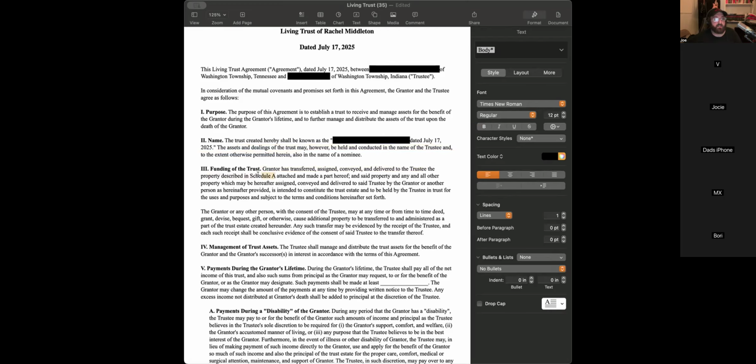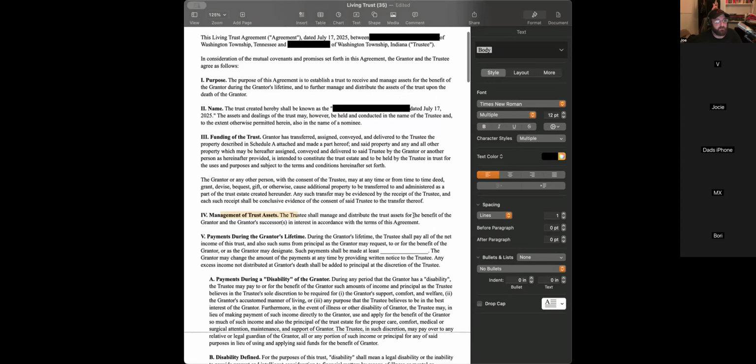So Schedule A is a list of all the things that are owned by the trust now. Even though it's the funding of the trust, the grantor is giving it over to the trustee. And that's the property. So Schedule A is going to be a list of everything that's in there. The management of the trust assets shows how the trust assets are going to be managed.